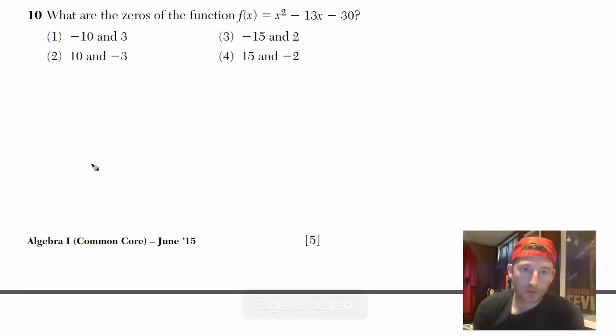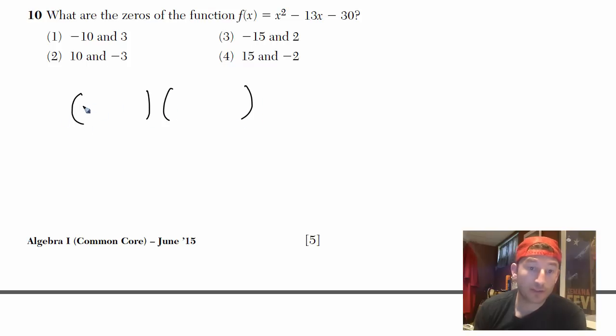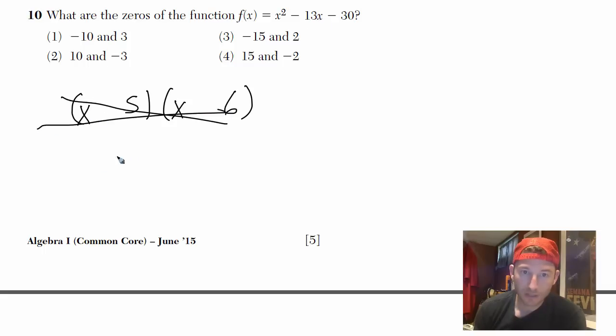So all we're going to do for this one, do your double bubble. Try and figure it out. That's the best advice I can give you. So I'll actually try and figure it out. How do I get to 30? Well, I can do 6 and 5, right? I can do 6 and 5, but I don't think that's ever going to make 13 when I add up. So I'm not going to go in that direction. I can do 10 and 3.